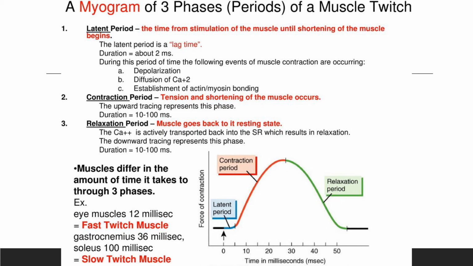Your soleus takes about 100 milliseconds, and those are both calf muscles. We call them slow twitch muscles. And if you remember slow twitch and fast twitch muscles, slow twitch muscles are generally found in areas of the body to help with endurance, to maintain posture. Your calves are good at that if you're walking or standing on your feet a lot of the time. And fast twitch muscles don't need as much endurance, so they'll twitch much faster.